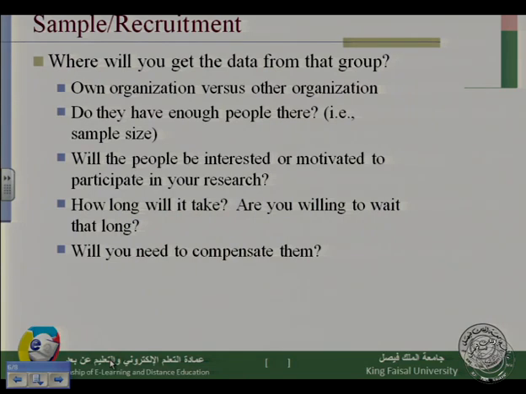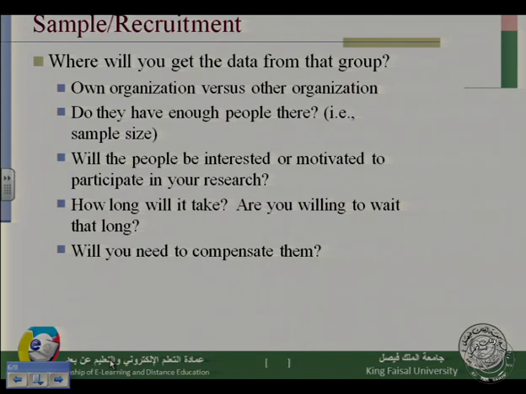Sample recruitment. It's called recruitment because sometimes you need to recruit samples. Sometimes you need to pay for them to participate in your research. Where will you get the data from that group? As I said, you need to specify where. Are you going to schools? Are you going to look for them in the streets? Are you going to their homes?